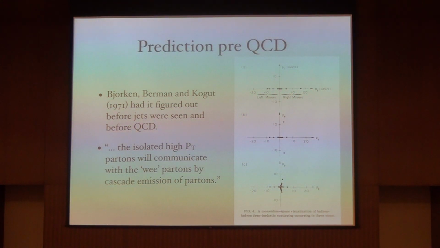So here's a little picture that Bjorken, Berman, and Kogut drew of a proton-proton collision. And here's before the collision. There are 1, 2, 3, 4, 5 partons here in the right-moving proton, and here's a bunch of partons in the left-moving proton carrying 10, 20 GeV of energy. That's before the collision. Now, 2 of those partons could collide and scatter at large transverse momentum.